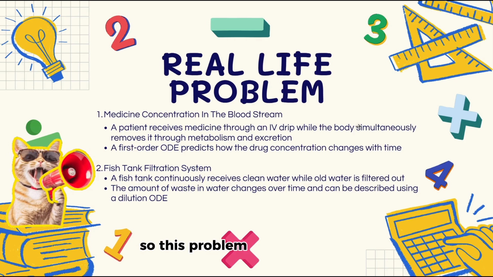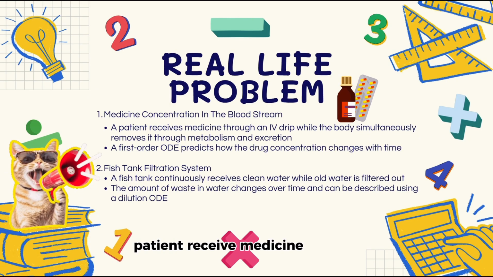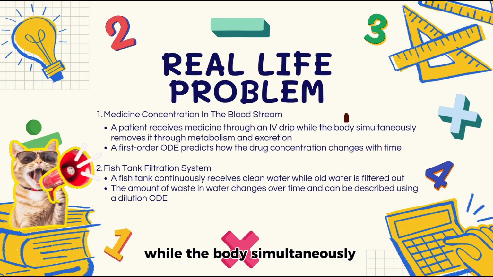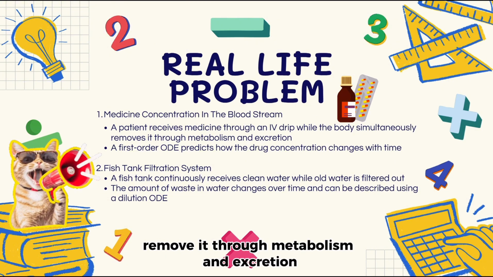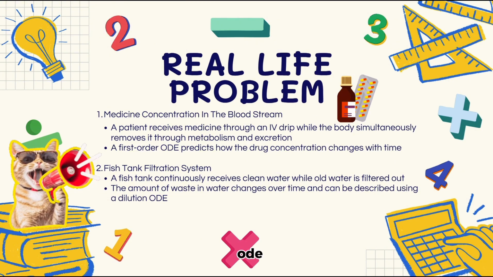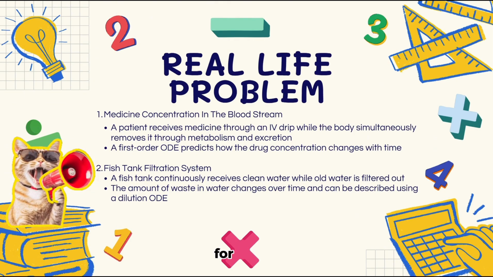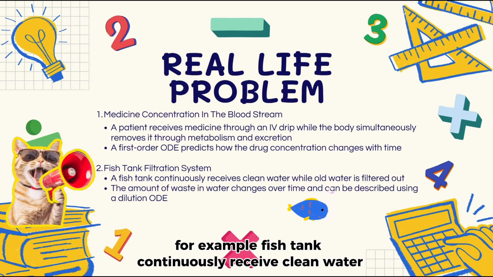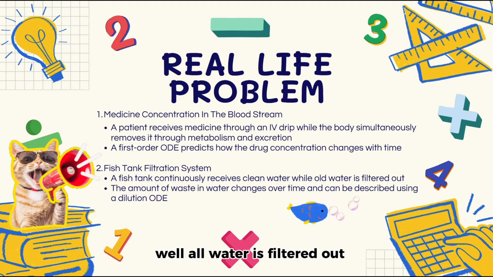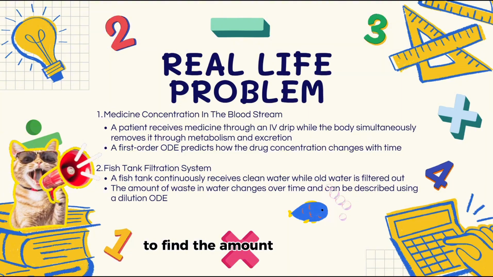So this problem we can meet in our real life. One of the real life examples is medicine concentration in the bloodstream. For example, a patient receives medicine through an IV drip, while the body simultaneously removes it through metabolism and excretion. So we can use the first order ODE to find how the drug concentration changes with time in our body. The second real life example is a fish tank filtration system. For example, a fish tank continuously receives clean water, while old water is filtered out. So we can use the ODE to find how the amount of waste in the water changes over time.